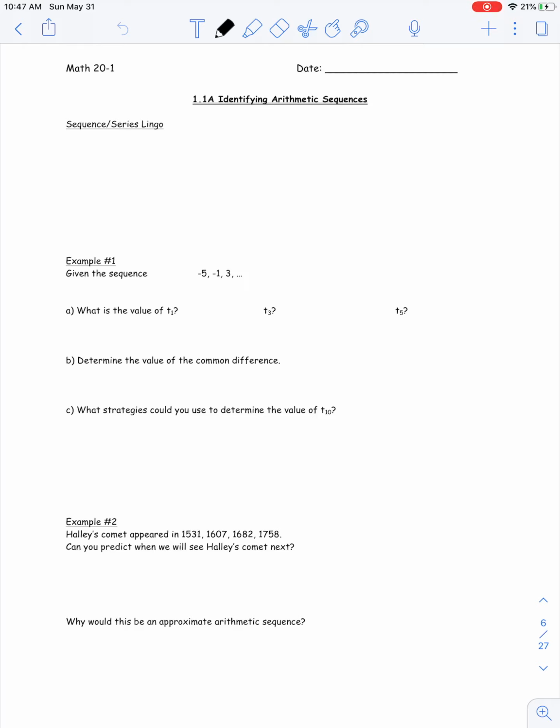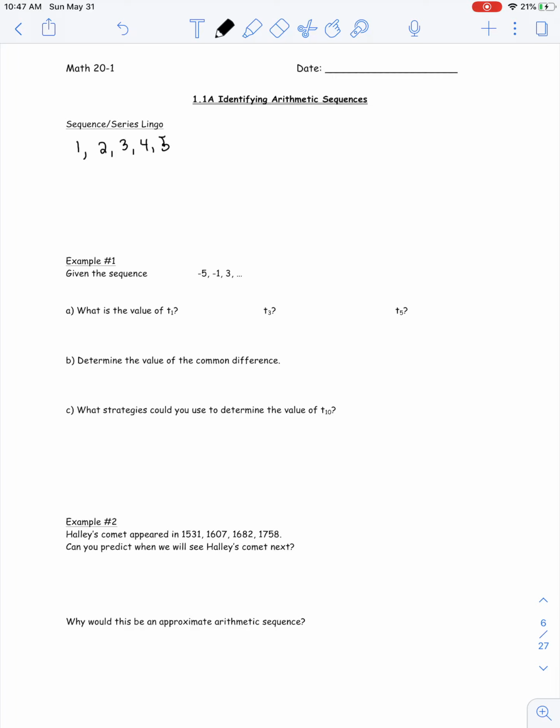So this is lesson 1.1a, identifying arithmetic sequences. This is the first lesson for the sequences and series unit. So we need to figure out the language that they're using. So for example, a sequence is a list of numbers separated by commas.